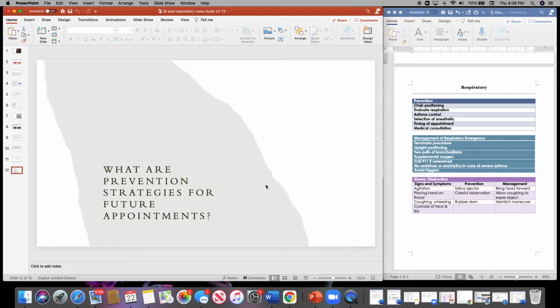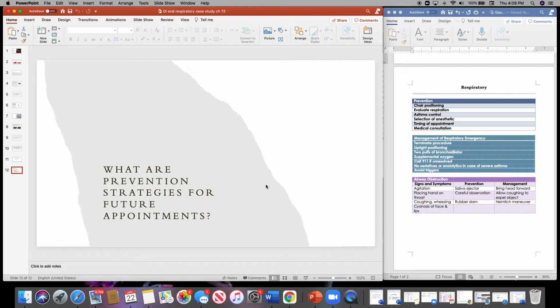So, what are some prevention strategies for future appointments for Twee? Right, we're probably not going to use sedatives when Twee comes in. Again, this is not common in dental hygiene settings. Possibly if you're working in a dental practice with a dentist, they might use sedatives. Anxiety medications too can be problematic for cases of severe asthma.